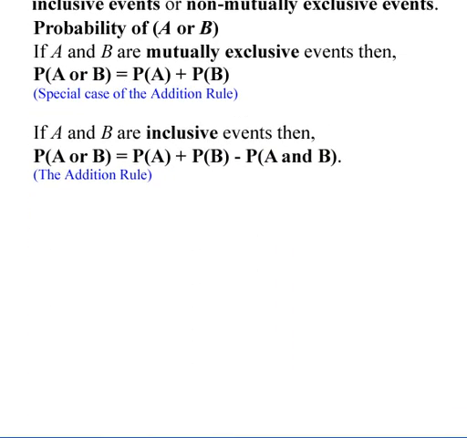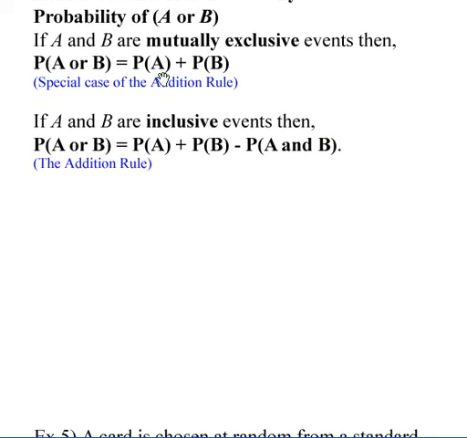But first, I would like to remind you of the addition rule. Two events are mutually exclusive if they cannot happen at the same time. So when you roll a standard fair six-sided die, you can't get a 1 and a 3 at the same time. When you flip a coin, you can't get a heads and a tails at the same time. Those would be mutually exclusive. And so in the first section, we did the special case of the addition rule. In this particular lesson, we're going to continue on and do the regular full addition rule with inclusive events.